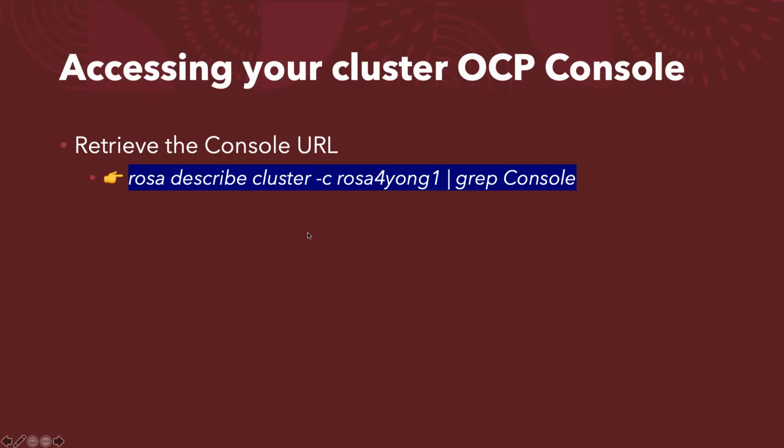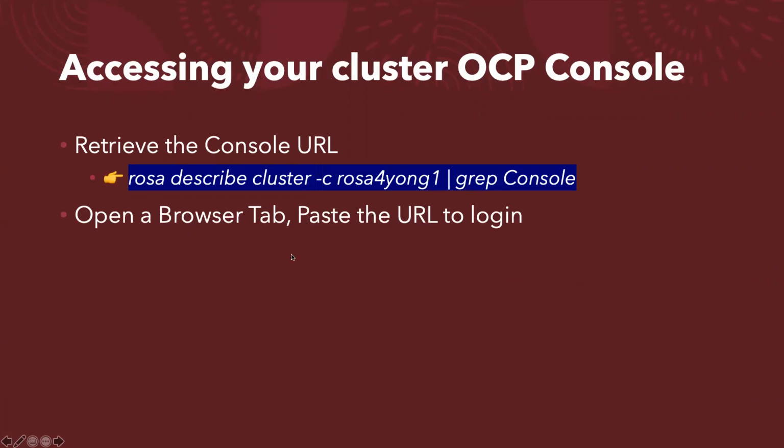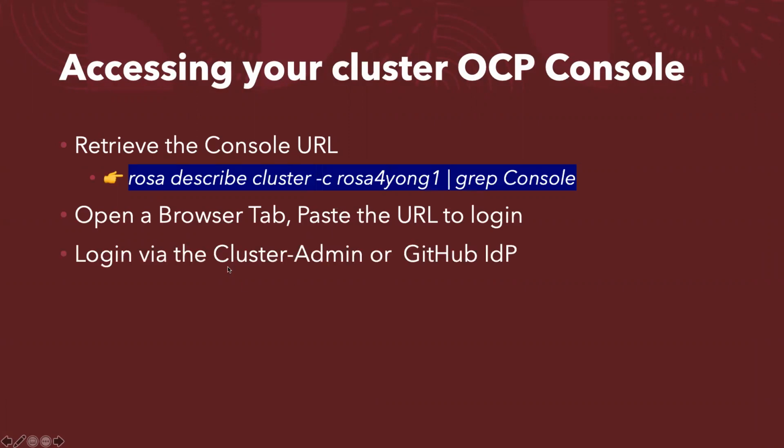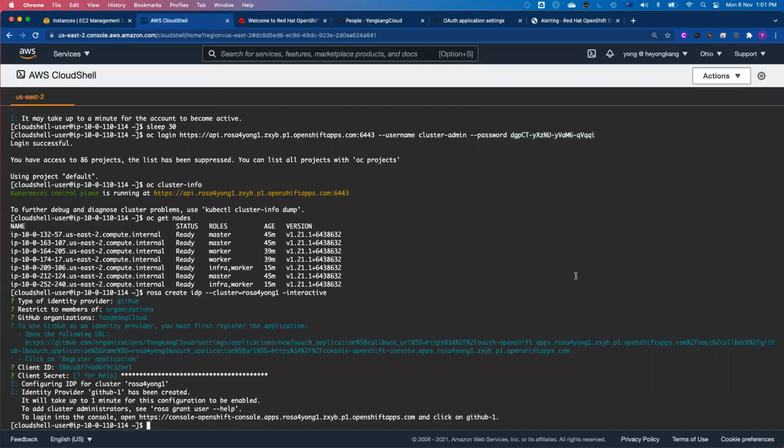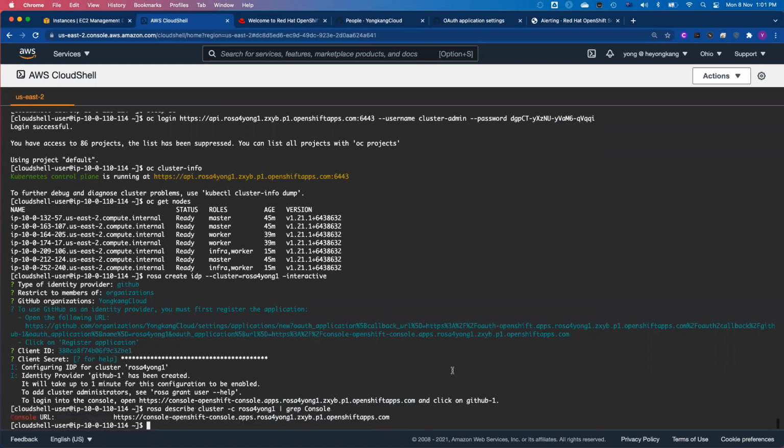Before I show you, you open a browser, paste the URL, and you can log in via the cluster domain or via the GitHub identity provider account. So I'm actually already showing you how to do it. If I log into the AWS Cloud Console and you don't see this web console URL, you just run this command, rosa describe cluster followed by the cluster name, and grab the console. This is exactly the same URL.